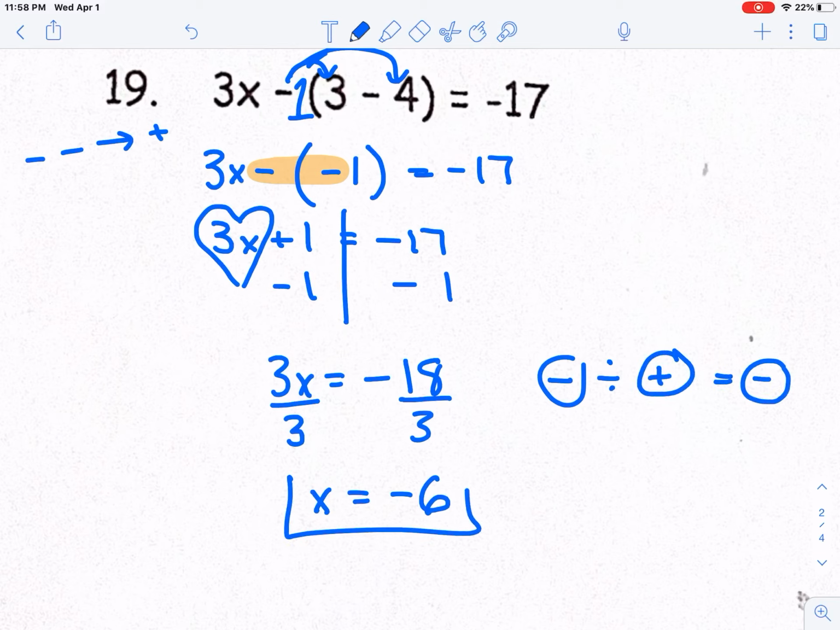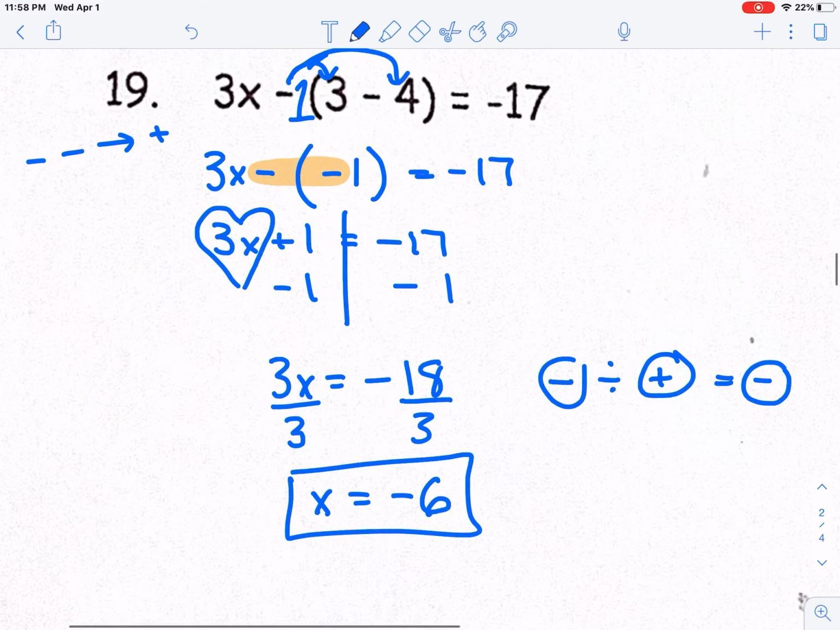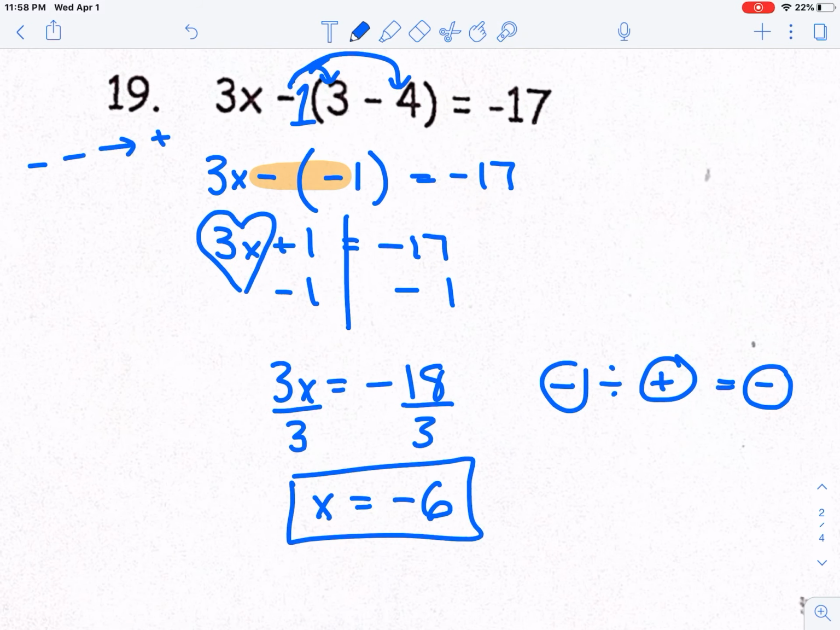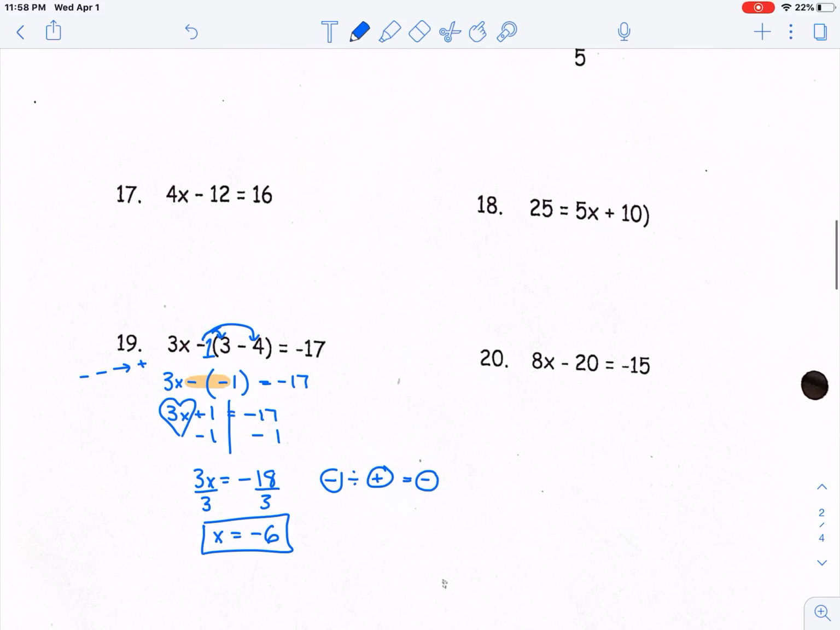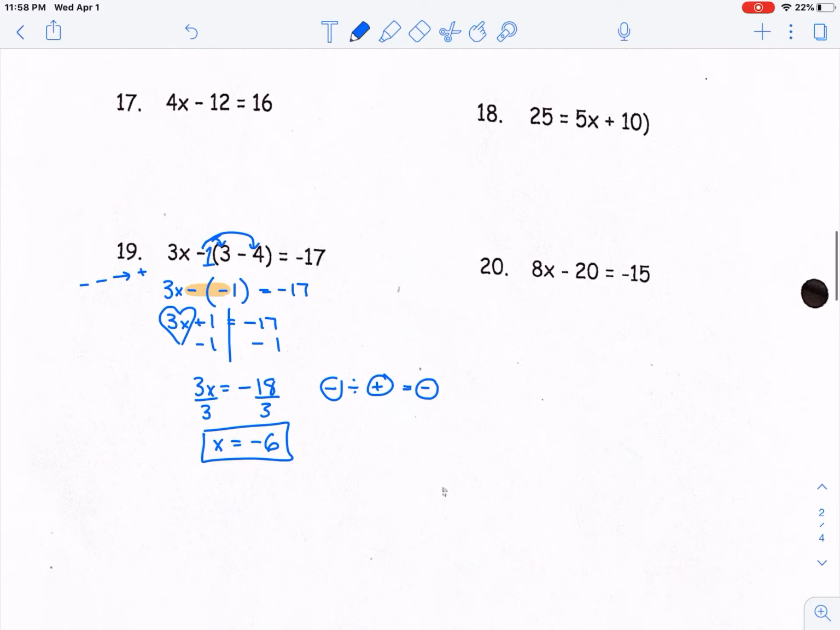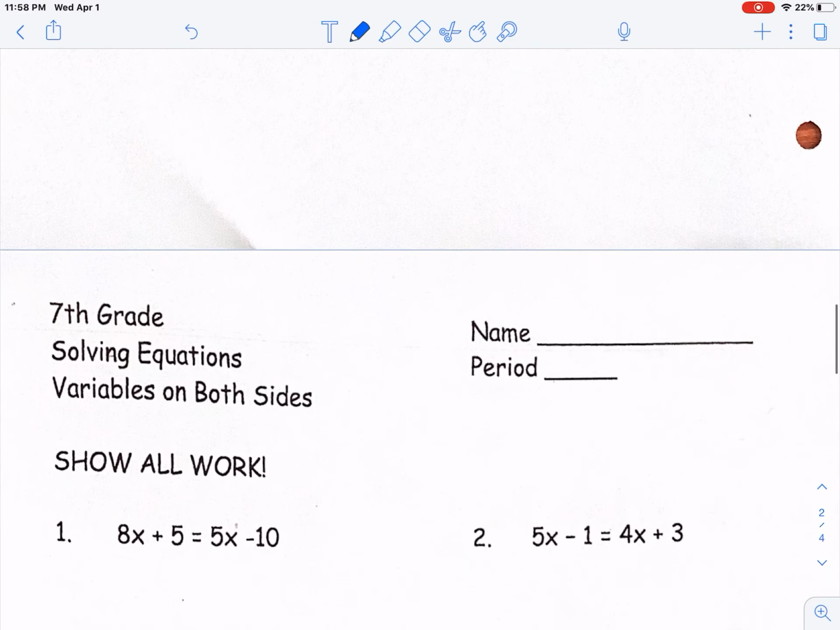All right, so I went ahead and solved it the distributive property way on the key, but go ahead and complete the rest of these for today, and then tomorrow I will be back with another video for this next section.